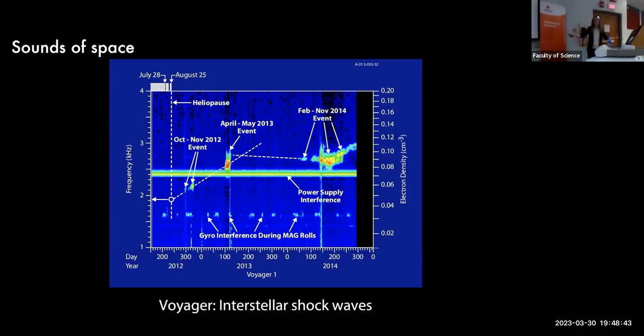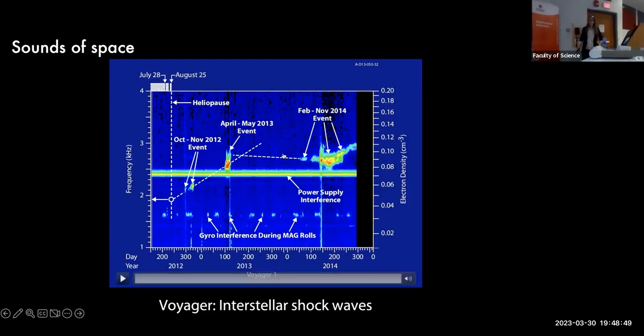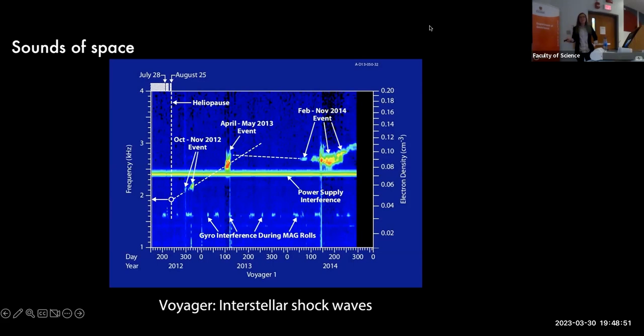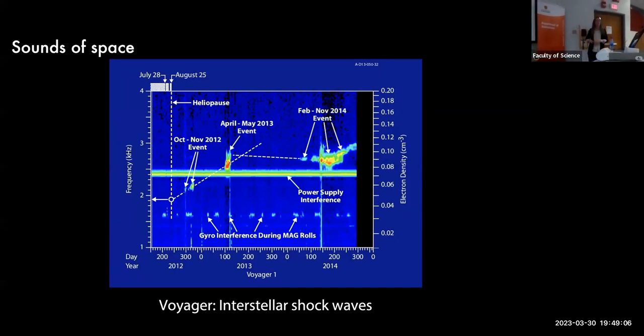So again, we've left the boundary of our heliosphere. We're out beyond the influence of the sun. It's probably very dark and lonely out there, but there's still stuff going on. So these are a couple of different events where interstellar shock waves passed over Voyager as it's flying on its orbit. And we get these sudden increases in oscillations in the electromagnetic field that are our plasma waves. And we can hear what that sounds like.